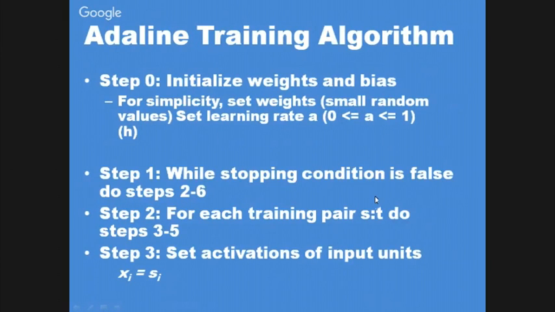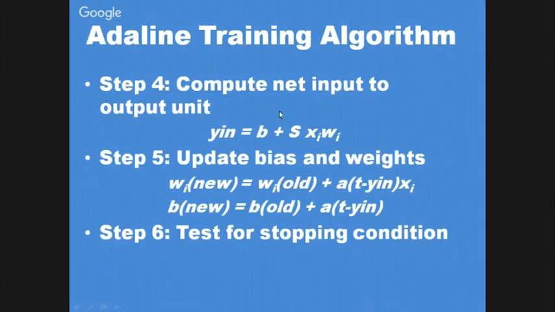So the Adaline training algorithm has some steps, same as your Perceptron. Initialize weights and bias; you can take 0, 0, 0, 0, and bias you can take 1 or 0, whatever you want. Step 1, the stopping condition: you have to give a threshold or an error. For each training pair, set the activation of the input, xi equal to si. Next, y input will be b plus the summation of xi into wi.